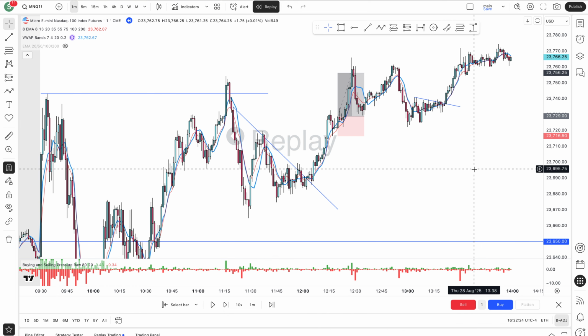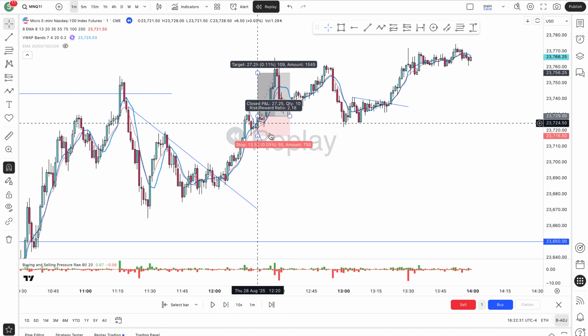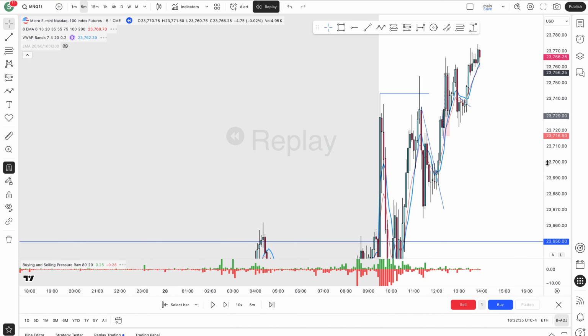It just looks like a clean little bull flag with the breakout. Boom, and then just ride it right up to that high. Okay, just ride it right up to the high.